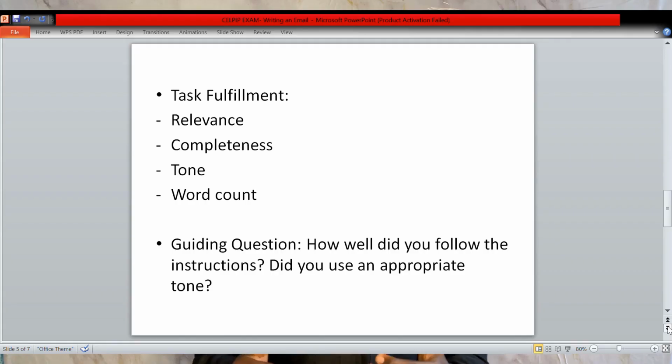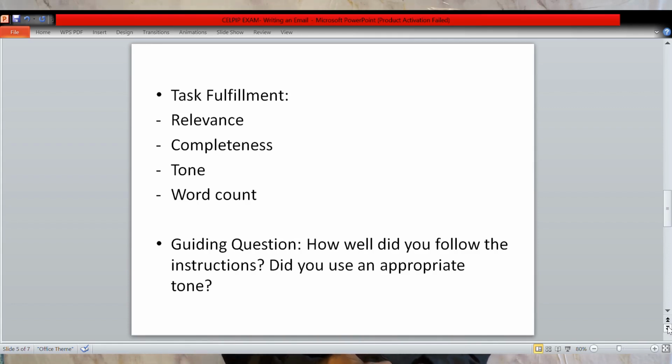To continue, lastly we have task fulfillment, which examiners actually mark on. Task fulfillment talks about your relevance. What you've written, is it relevant to what you've been asked to do? Does it make sense overall? Next is your completeness. Did you complete all the bulleted points you've been asked to write on? You have 26 minutes. Did you do all of that?